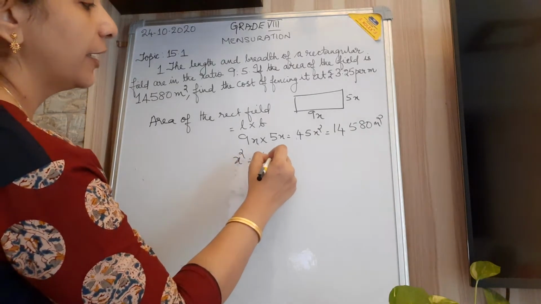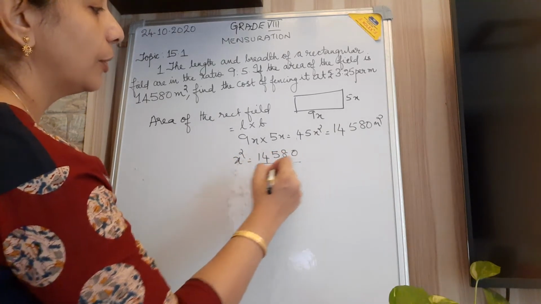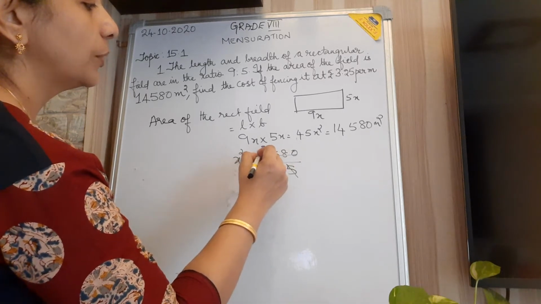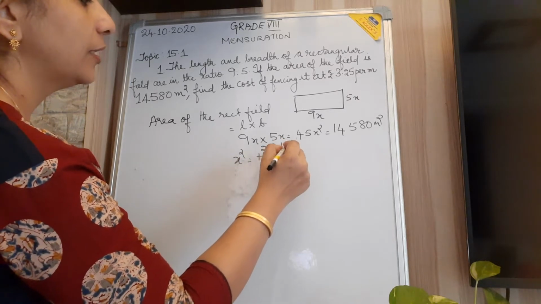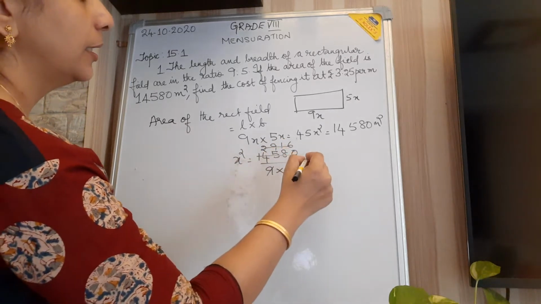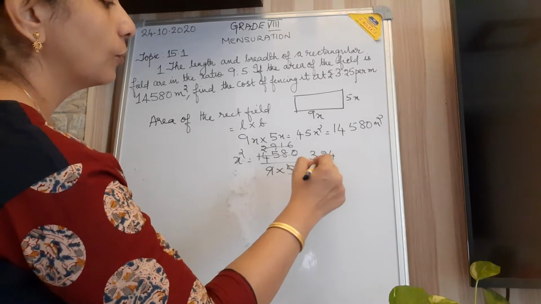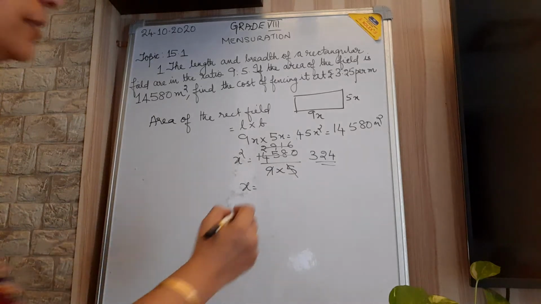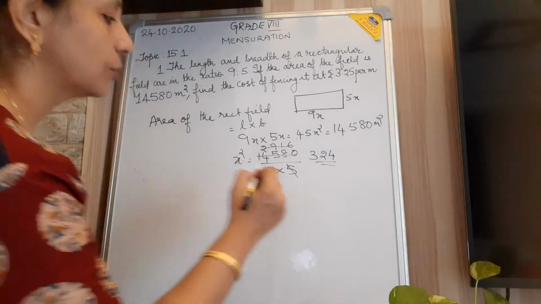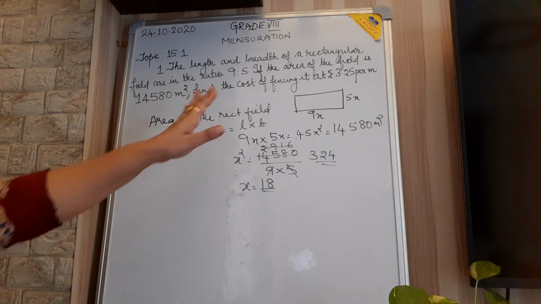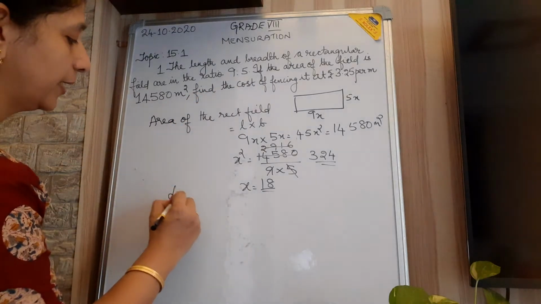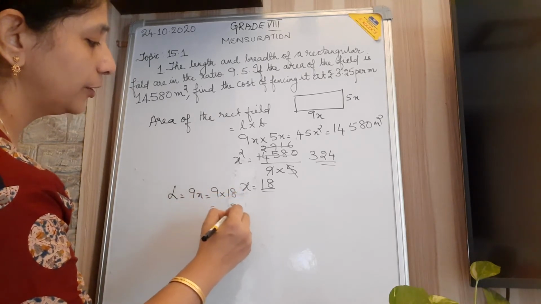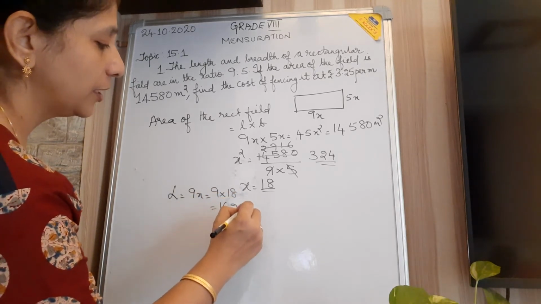So what is x square? We will divide 14,580 upon 45. I am splitting again here. 2 times 45, it is 9 times, then 1 and 6 upon 9. It is 324. So if x square is 324, you know the square root of 324 is 18. Here what is asked? You had to find out the length. Length is equal to 9x, that is 9 into 18. 8 times 9 is 72, balance 7, 162 meter.